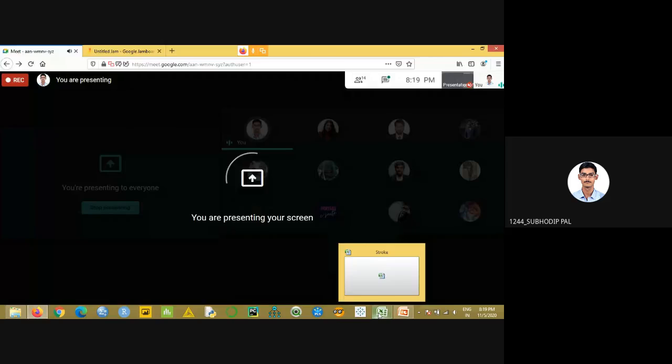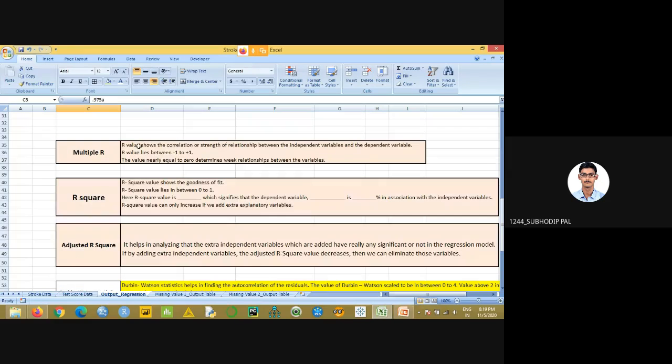If both are on the increasing side, we call it positive, and if the two data sets are on opposite sides, one increasing and the other decreasing, then we say they have a negative relationship. Like price and demand is negative, and price and supply is positive. So whatever you have understood from correlation, that is what it is talking about. The R value shows the correlation or the strength of relationship between the independent and the dependent variable, between those two types of variables.